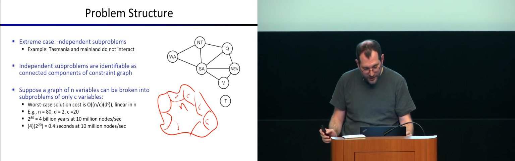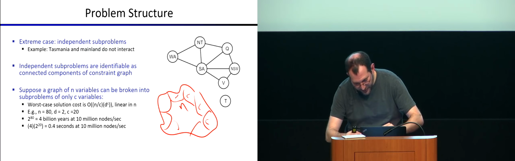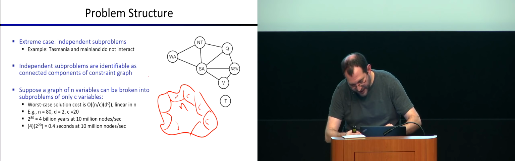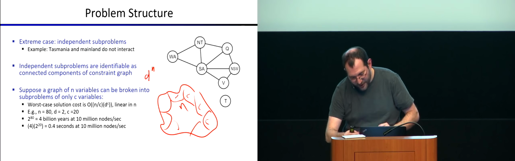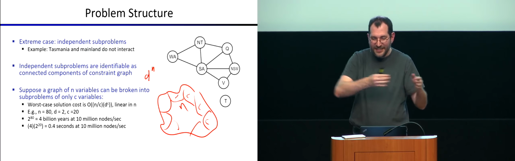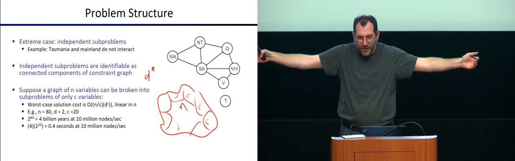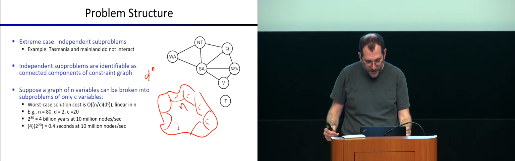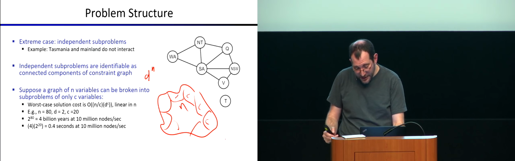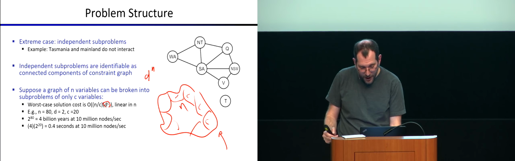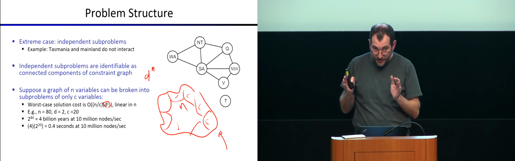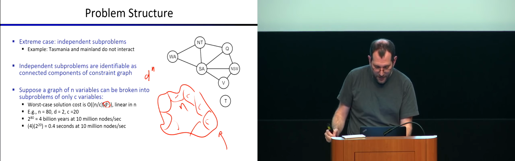So in the worst case, in the full problem, we would have to assign all n variables, each of their d values. It's d to the n. It's exponential here, and as n grows, it's really bad news. But in this Australia problem here, we only have little problems of d to the c. We just have a lot of those problems.